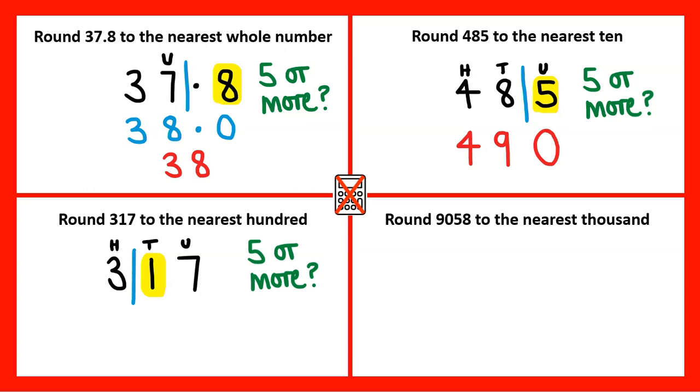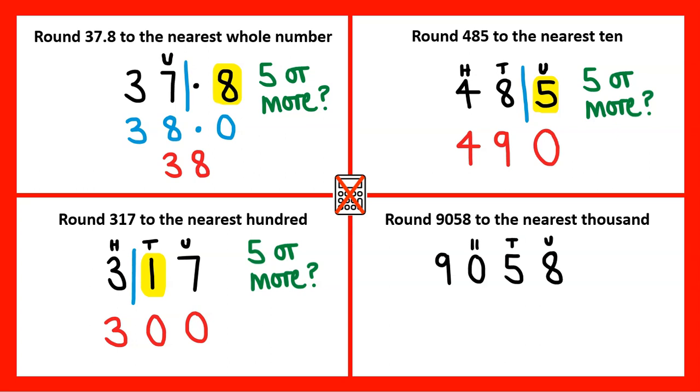A common mistake is to think that when we round up we add 1 to the number, so therefore rounding down we would need to subtract 1, but that's not the case when rounding down. The number will stay the same, but everything after the line will still turn to zeros, so the answer is 300. Lastly, we're rounding 9,058 to the nearest 1000.